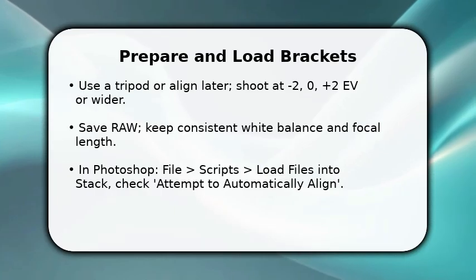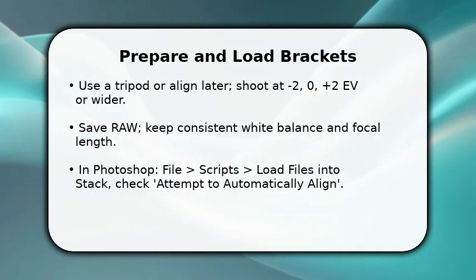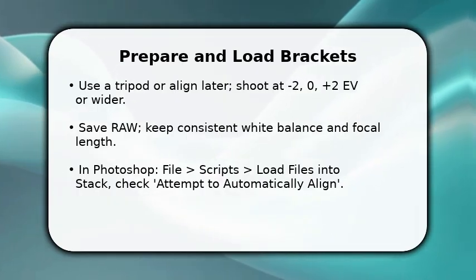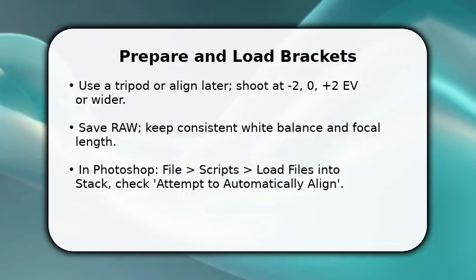You start by gathering your bracketed RAW files and loading them into Photoshop. Choose File Scripts, load files into Stack, and add your exposures. This lets Photoshop handle the images in one document.